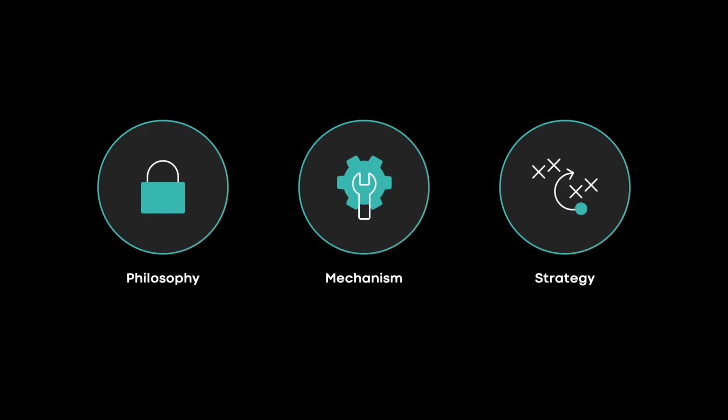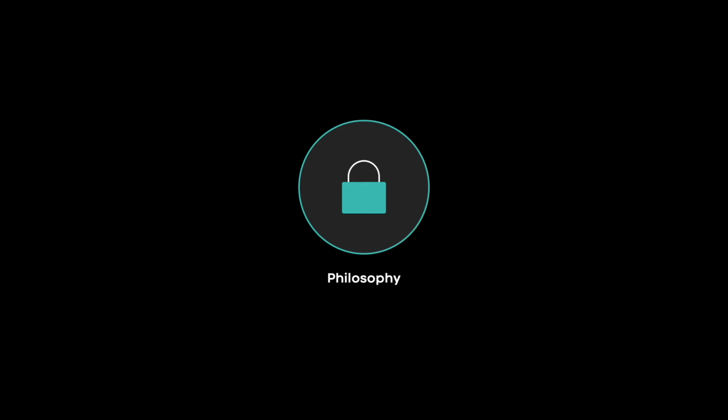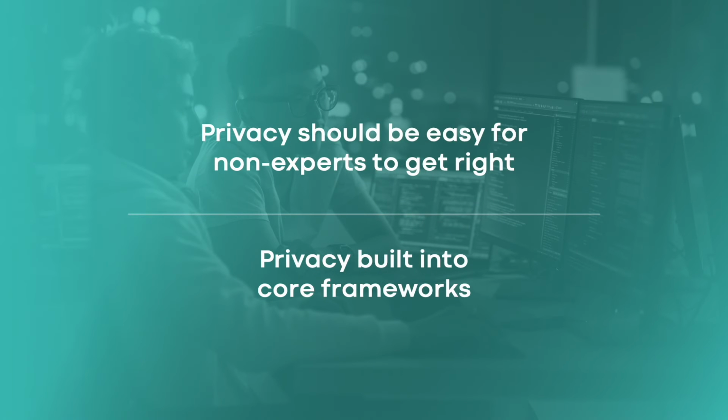And how do we make sure that we are meeting users' privacy expectations, ranging from data retention to visibility, across the entire user experience? Well, it all starts with what we formalized as Meta's philosophy towards privacy. Now, most philosophies are kind of complicated, but this one is pretty simple and has been taking shape since about 2016. Privacy should be easy for non-experts to get right.